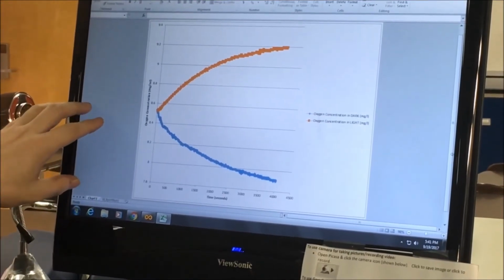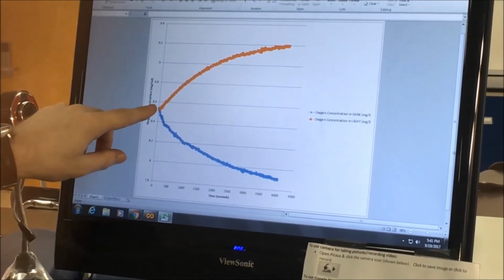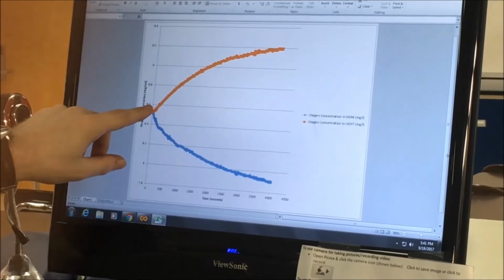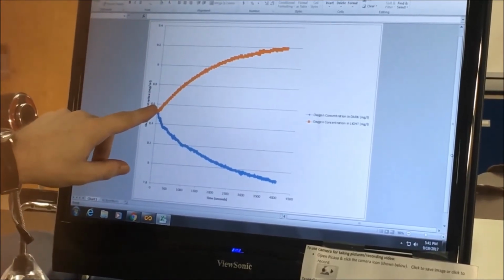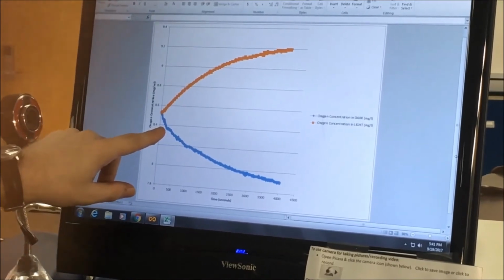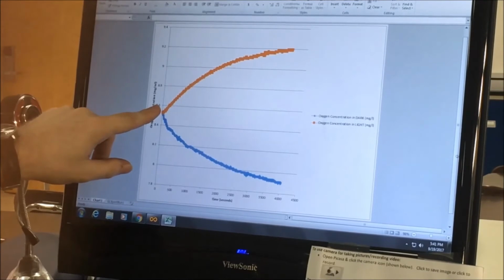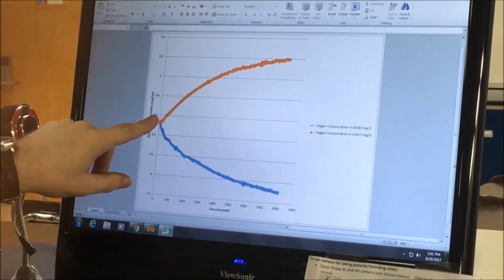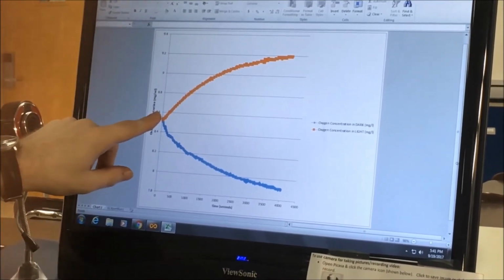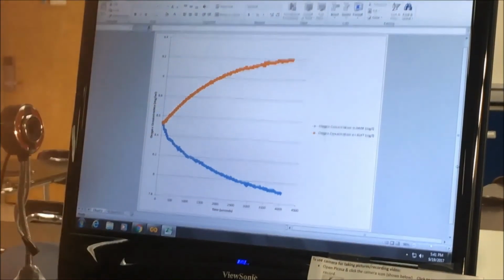Here is a graph of the data collected from that sensor, and you can see that the concentration of oxygen is increasing in the tank with the light, while the concentration of oxygen is decreasing in the tank that is in the dark. It is increasing in the light because of the process of photosynthesis occurring because sunlight is present.